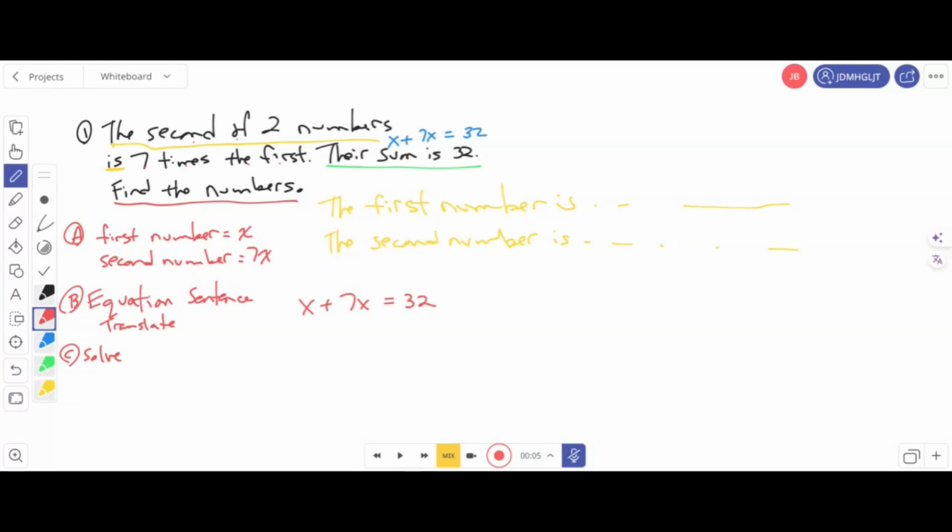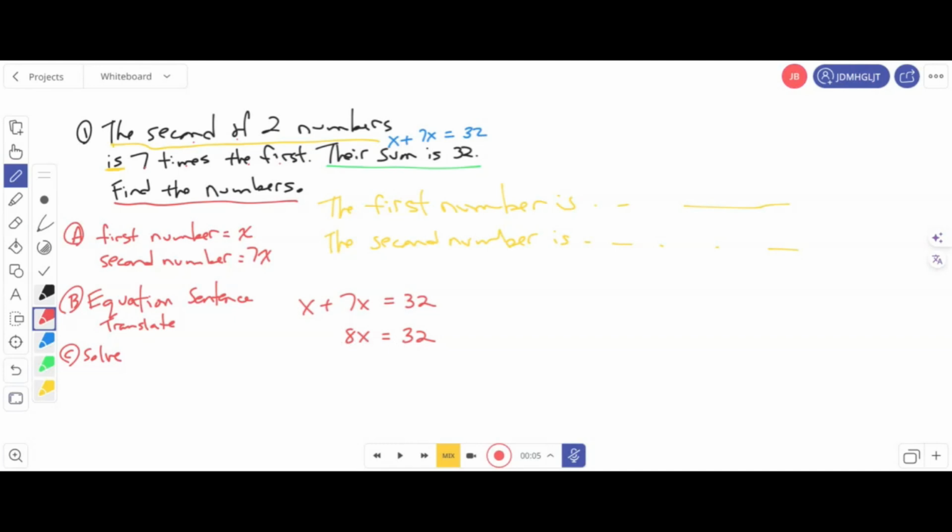Step 1 is to get rid of parentheses. We don't have any parentheses. Step 2 is to combine like terms. Wait a minute. How about that? Now we have some like terms. x and 7x adds up to 8x. Then we look to make sure we don't have variables on both sides. I don't. I only have variable on this side.